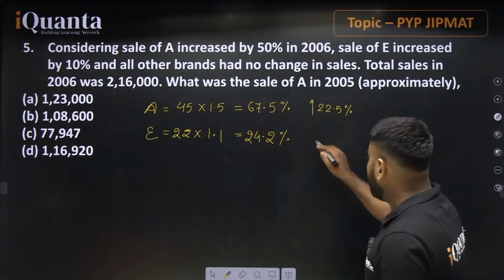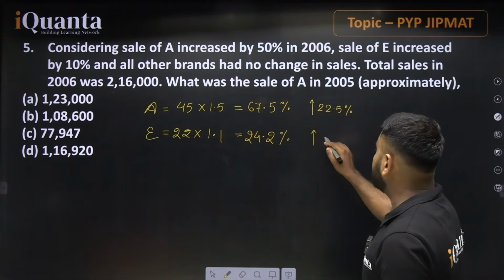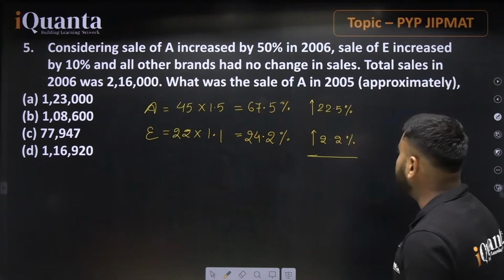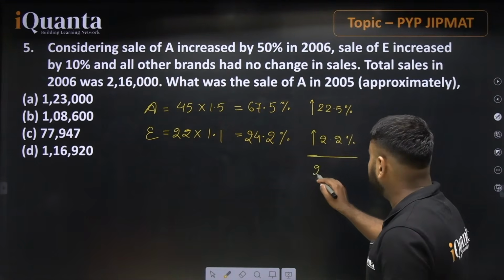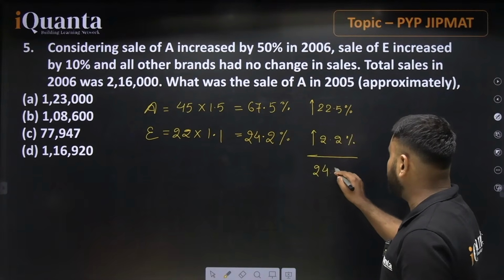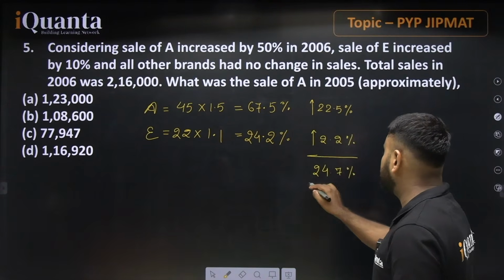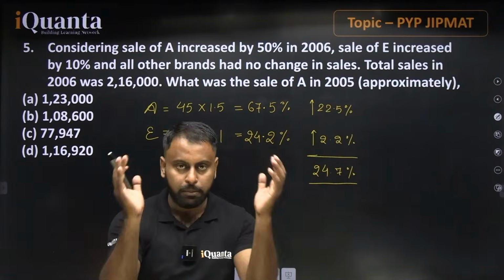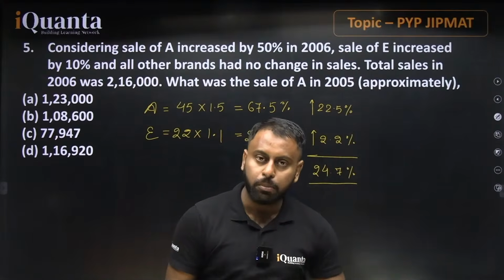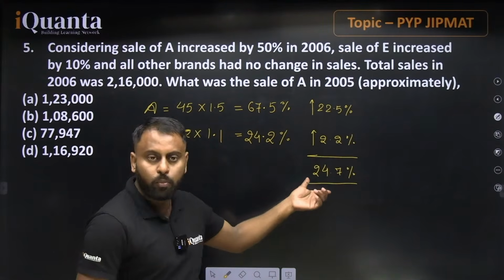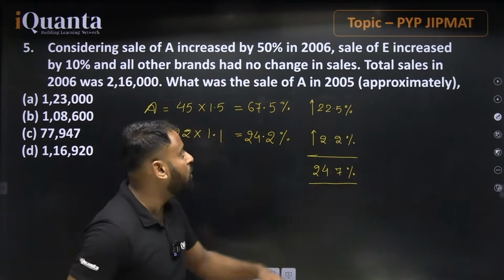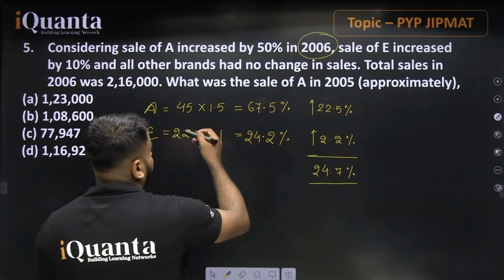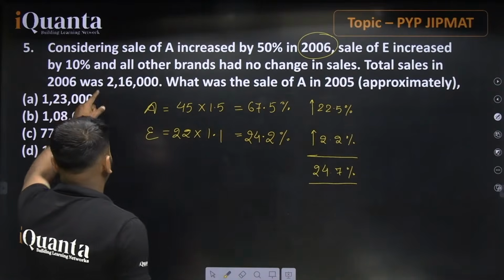But remember, if talking about this portion, this value is increased by 22.5%. So let's check out what is the total increase in percent. If we check the total increase in the percent, the value will be 24.7%. This is the total increment. Initially in 2005 it was 100%, and out of those 100%, the value increases by 24.7% in 2006.